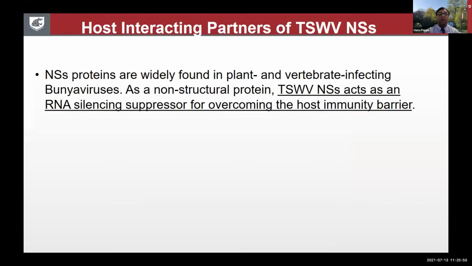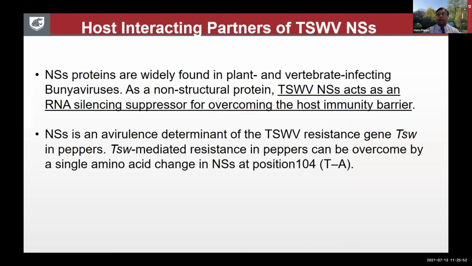Right? So, something that I already mentioned, it turned out that many years ago it has been shown that the silencing suppressor is a virulence determinant of the TSWV. The resistance gene is TSW in peppers. And the critical amino acids that are involved in this interaction have been mapped to a particular amino acid in the NSS protein.